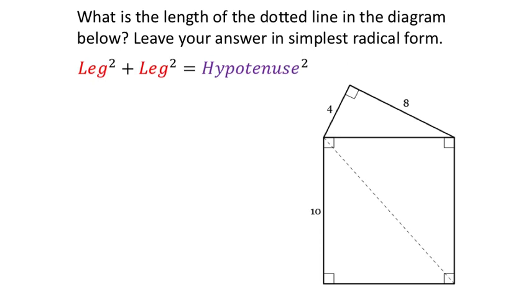So this one, again, we're just going to be applying the Pythagorean theorem. What is the length of the dotted line in the diagram below? Leave your answer in simplest radical form. All right, so there are kind of three triangles right here.